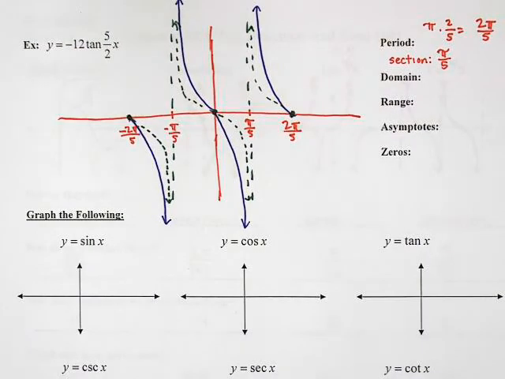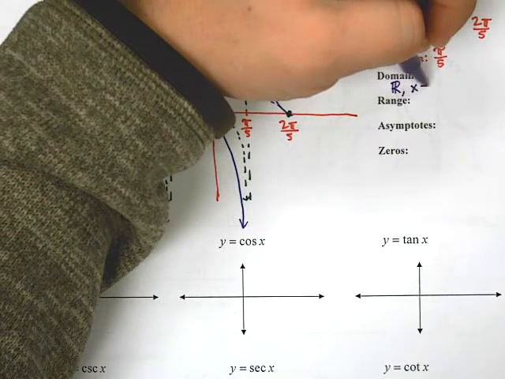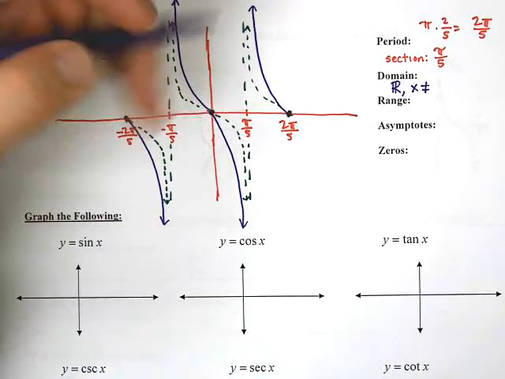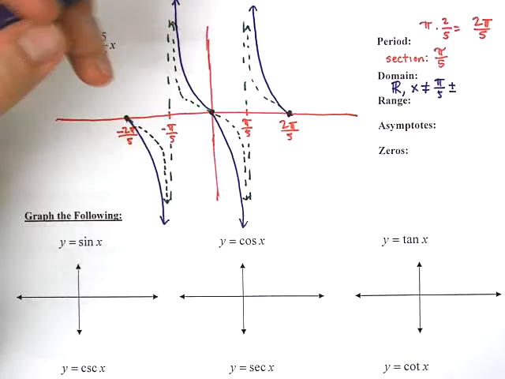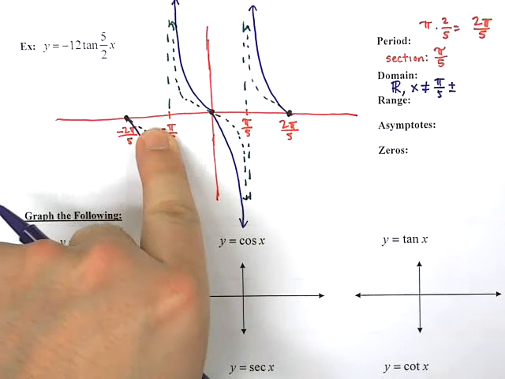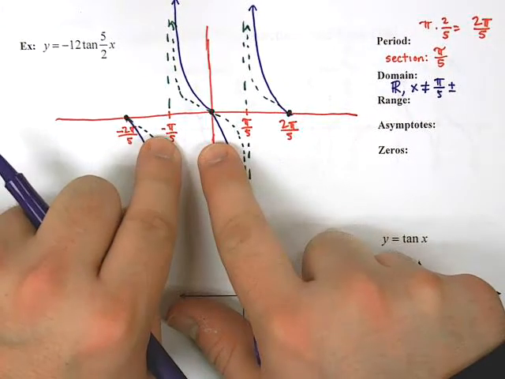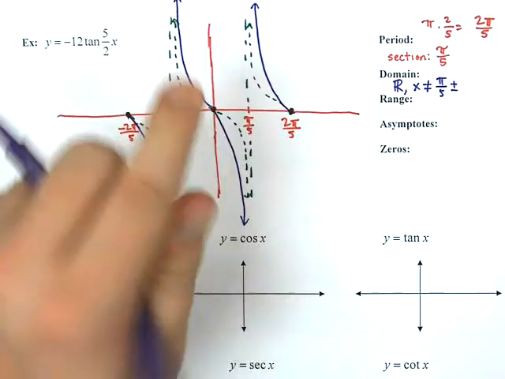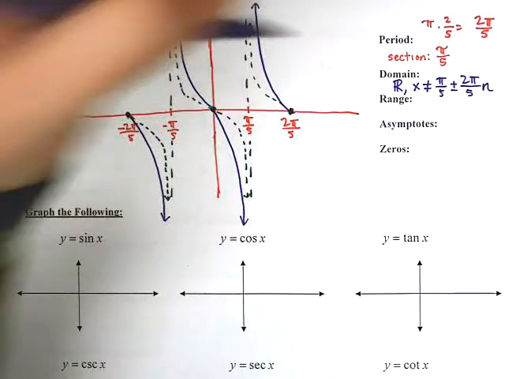All right? Now we could answer some questions. Well, domain we know we're going to say all real numbers, but x is definitely not going to be wherever there's an asymptote. So our first asymptote was pi over 5, and then we had to add or subtract two sections. You can either say this is pi over 5 and pi over 5 and add them, or just say two sections is 2 pi over 5, 2 pi over 5 n.